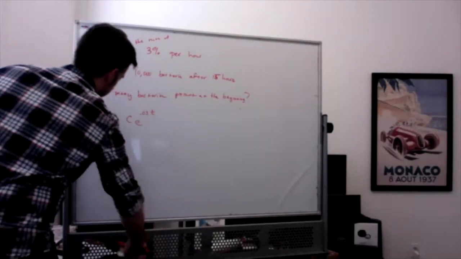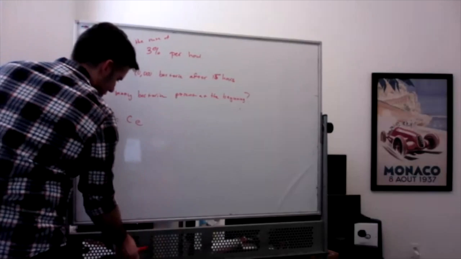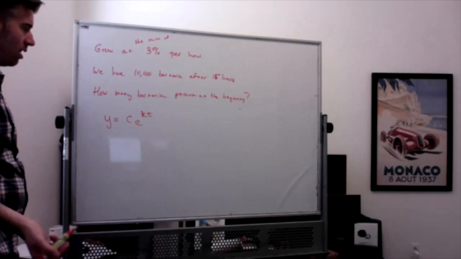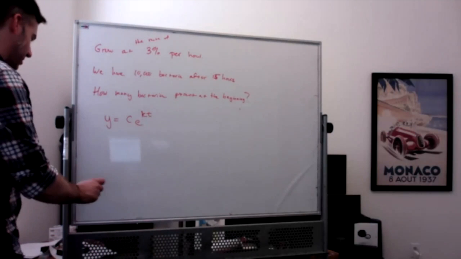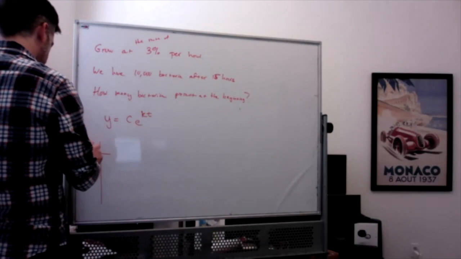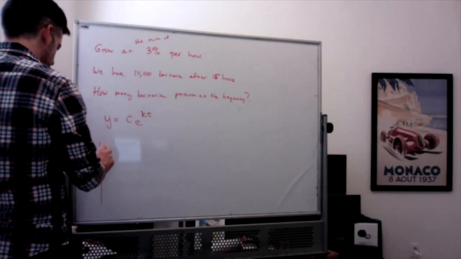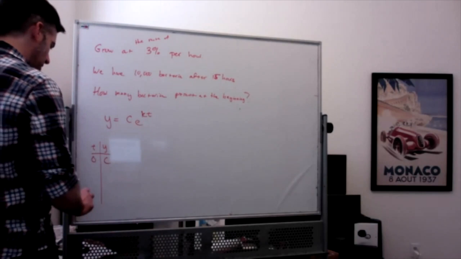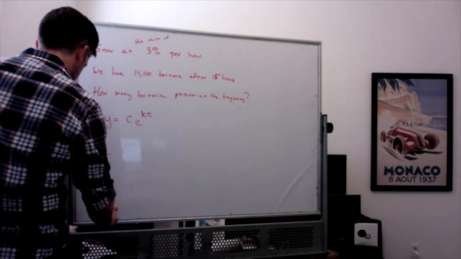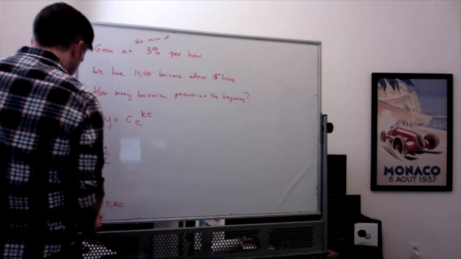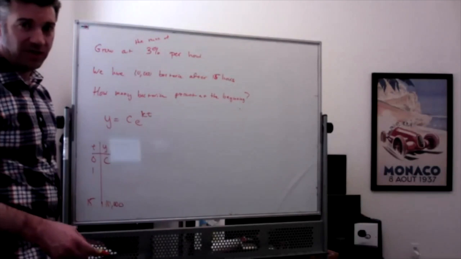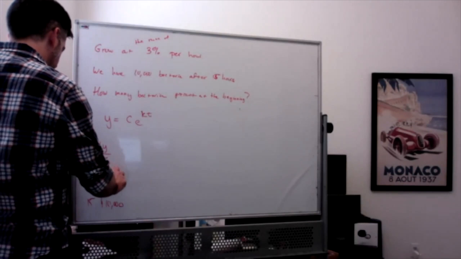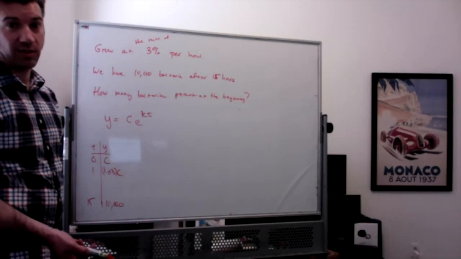I actually don't know anything really. I know that at time equal to 0, my amount of stuff is what I'm actually trying to find. And I know that 15 hours later, I have 10,000. I also know that 1 hour later, I should have 3% more. I should have 1.03 times whatever I started with, because that's 3% more.